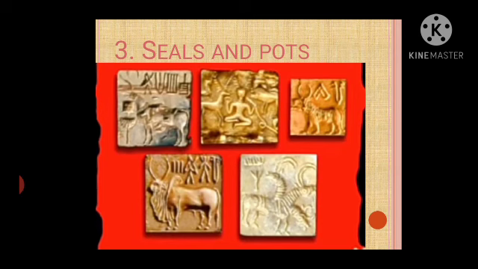These seals bear pictures of animals. You can see the pictures of animals over here. They include pictures of real animals like bulls, buffaloes, oxen, elephants, rhinos, tigers, etc., and also of imaginary ones like the unicorn. You can see one unicorn over here, down. The fourth one is a bull and the last one is a unicorn.